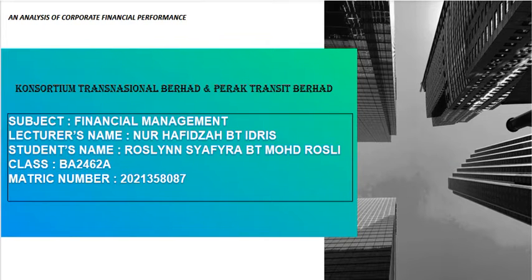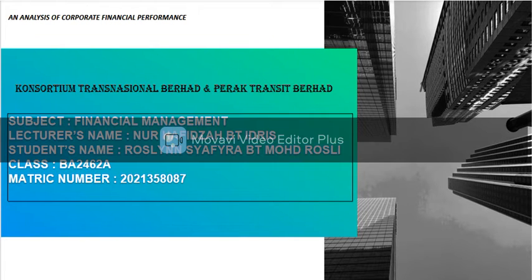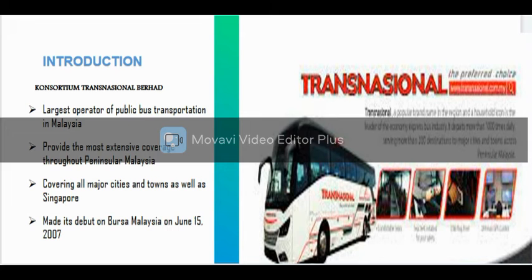My metric number is 2021358087, and today I will present an analysis of the corporate financial performance of two companies, which are Consortium Transnational Berhad and Perak Transit Berhad. Before I start the ratio part, I would like to talk about the introduction of both companies.